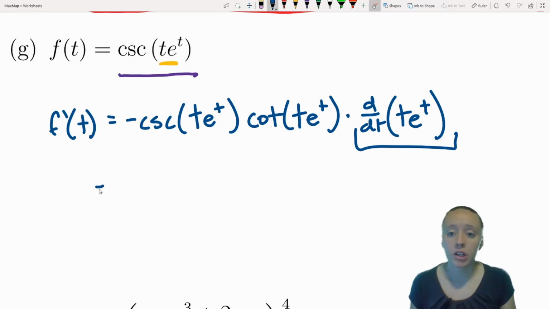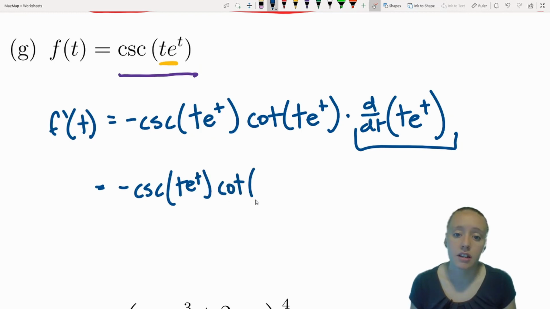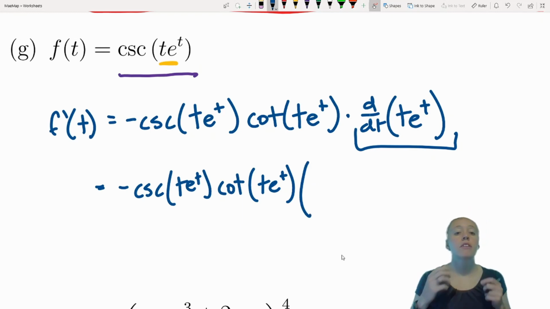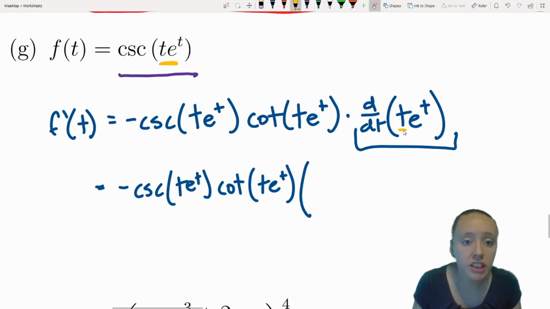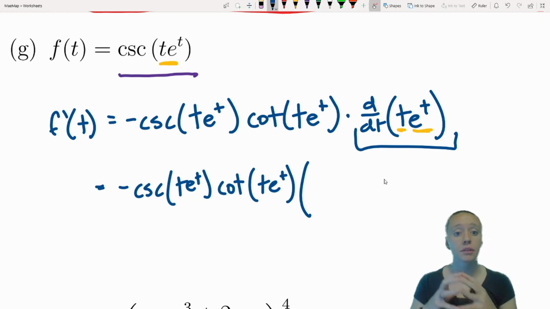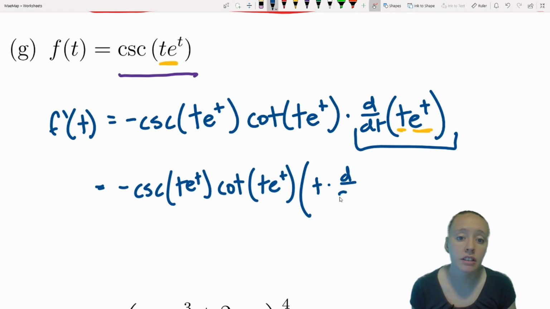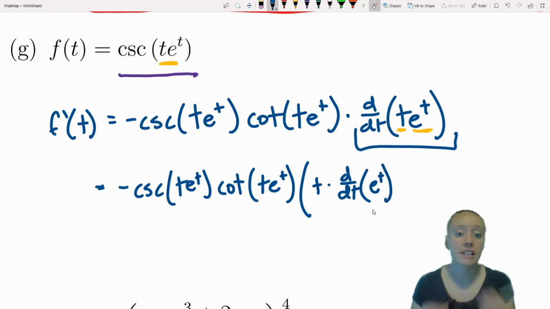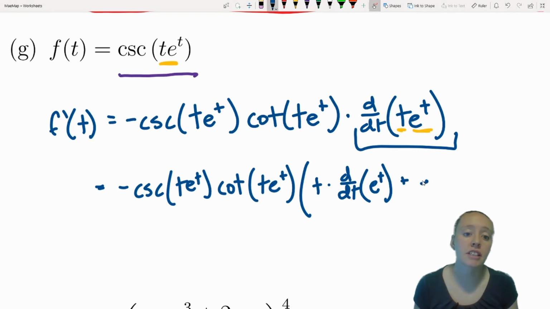So let's continue on. We'll have negative cosecant t e to the t, cotangent of t e to the t, and now we multiply all of that by the product rule, the derivative of t e to the t. So if our first function is t and our second function is e to the t, first times the derivative of the second plus second times the derivative of the first, and you could also use that bookkeeping trick. However, I'm going to write first function, which is t, and I'm going to write out the derivative of the second. So we need to take the derivative of the second still, and then I'm going to have my second function, e to the t, and I'm going to multiply that by the derivative of my first function, t.